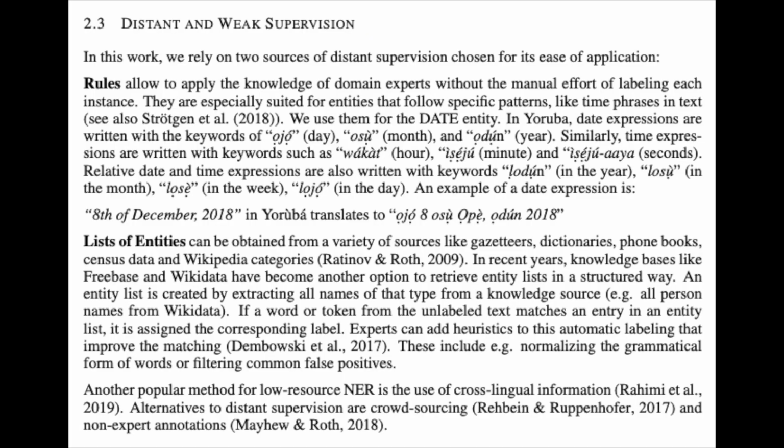Now let's talk about distant supervision methods. In this paper, they explore 2 methods of distant supervision. Firstly, automatic annotation rules. Secondly, matching a list of entities from an external knowledge source.